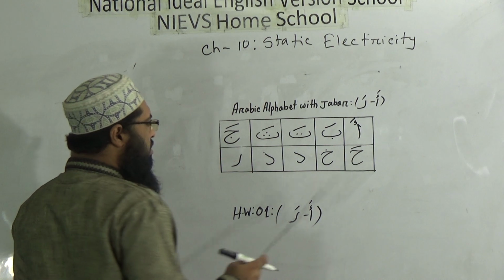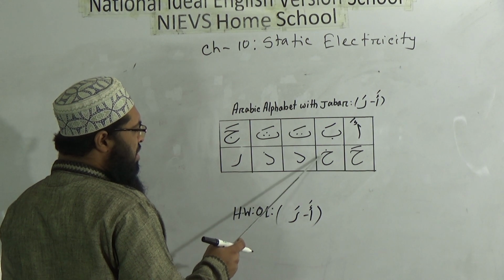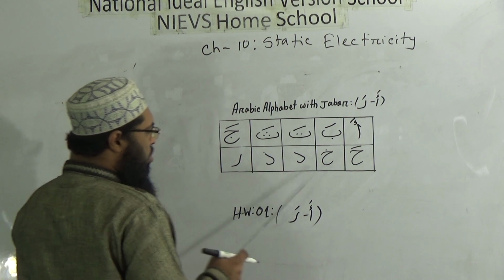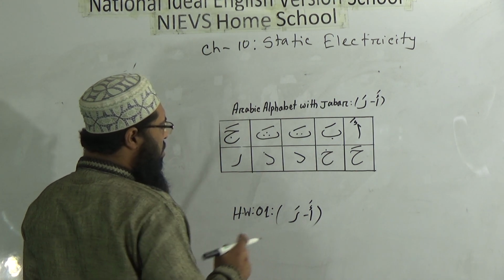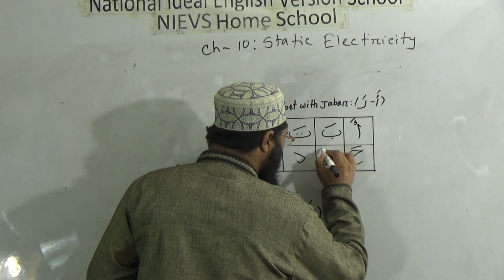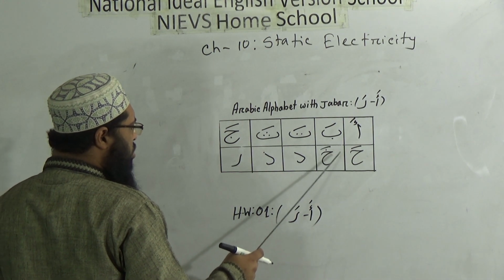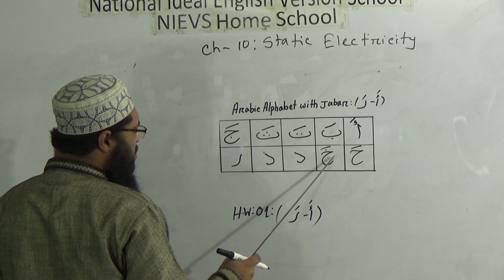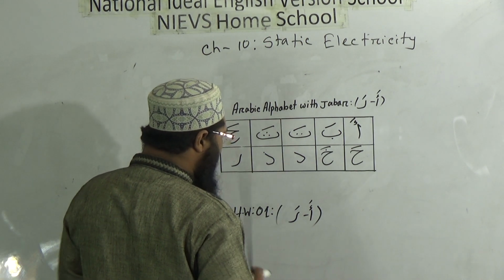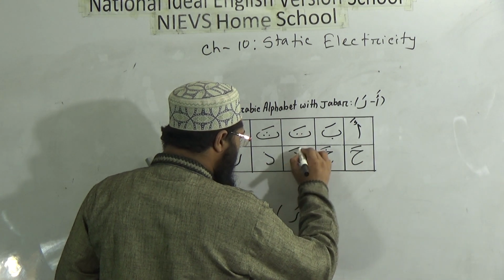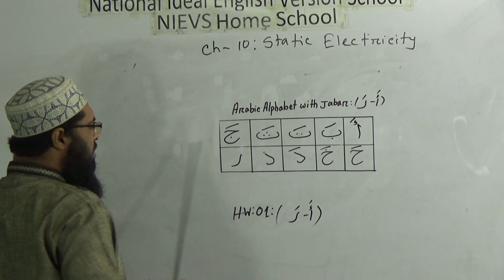Now my dear students, this one is Kha, not Ha. Now I'm giving Jabar over the Kha. Now you have to pronounce this one Kha zabar Kha, not Ha zabar Ha. Then my dear students, you know that this one is dal. Now I'm giving Jabar over the dal, and you have to pronounce this one dal jabar da.